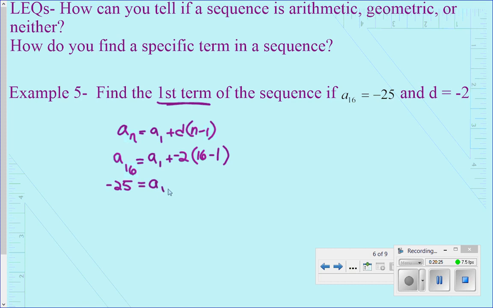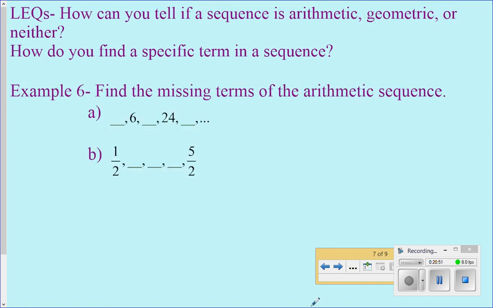I don't know the first term. I'm going to go ahead and subtract 16 minus 1 and get 15. So I have negative 25 is equal to the first term minus 30. And I can just add 30 to each side and get that the first term is equal to 5. And that answers the question. The first term is 5.